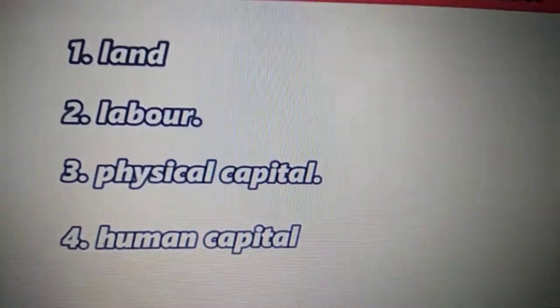Now before I go into the physical capital, let's see human capital. Humans are required because they have the skill and knowledge to produce extra, better quality things. So humans are also an important factor in production and they're called human capital. We'll be learning about human capital in the next chapters to come.